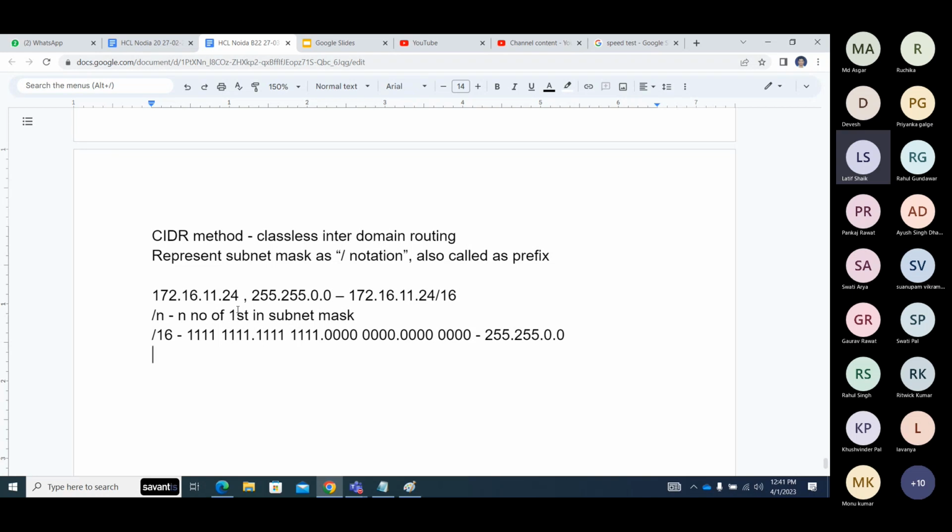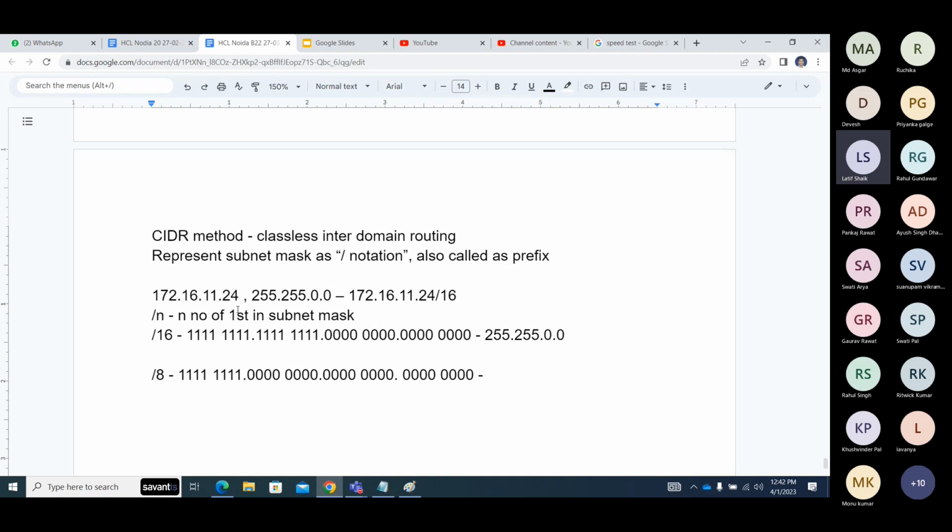So guys, understand? You take /8. 8 means 8 ones, and the remaining are zeros because they are host bits. Network bits are 8, and the remaining are host bits. And always the ones go from left to right, guys. Extreme left to right.